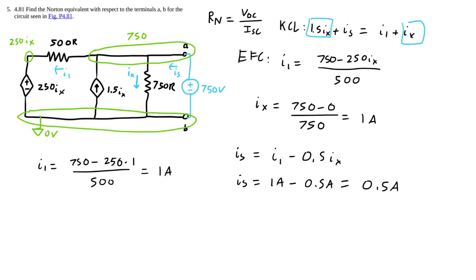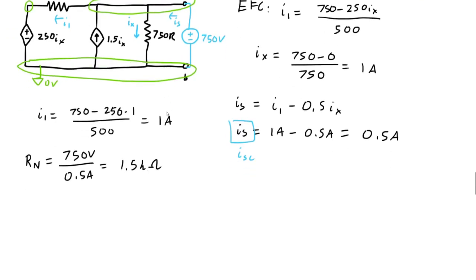So now that we've done that, we actually do know ISC and VOC, because we put in VOC, and Is is actually ISC. So we can find out the node resistance. That'll be 750 volts divided by 0.5 amps, so 1.5 kilo ohms is our node resistance.